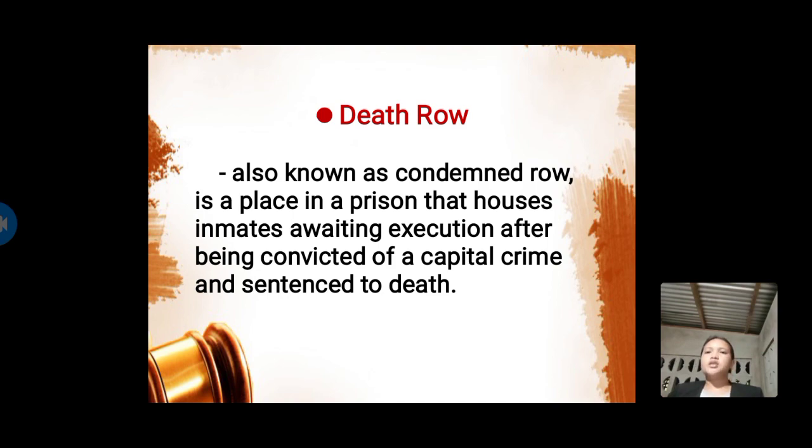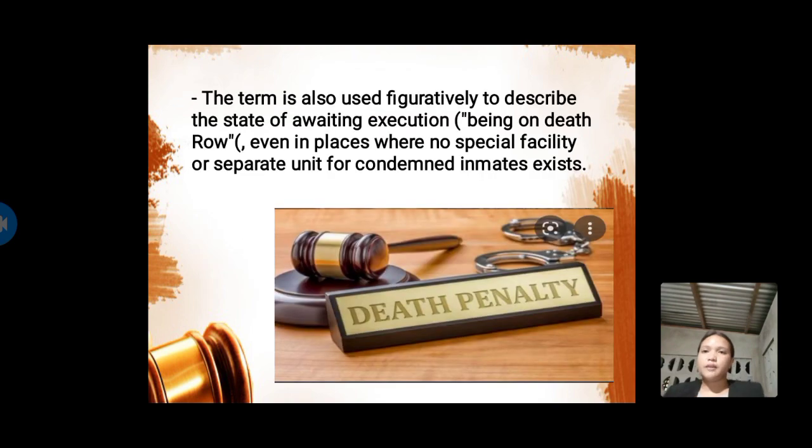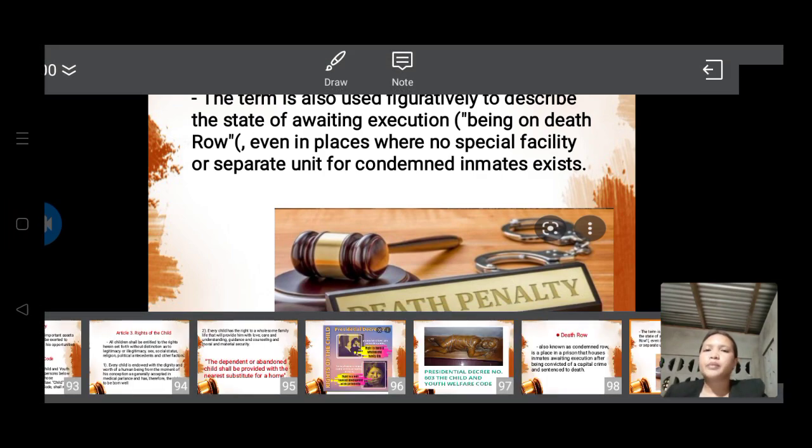So the next topic is death row, also known as condemned row, a place in a prison that houses inmates awaiting execution after being convicted of a capital crime and sentenced to death. The term is also used figuratively to describe the state of awaiting execution, or being on death row, even in places where no special facility or separate unit for condemned inmates exists.